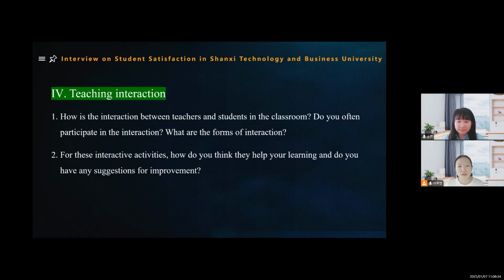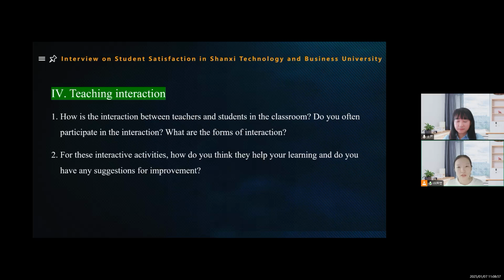Well, these interactive activities are very helpful to my learning. First of all, they allow me to test my learning in a timely manner. Through class quizzes and answering questions, I can clearly know which knowledge points I have not grasped solidly enough, so that I can target my learning.